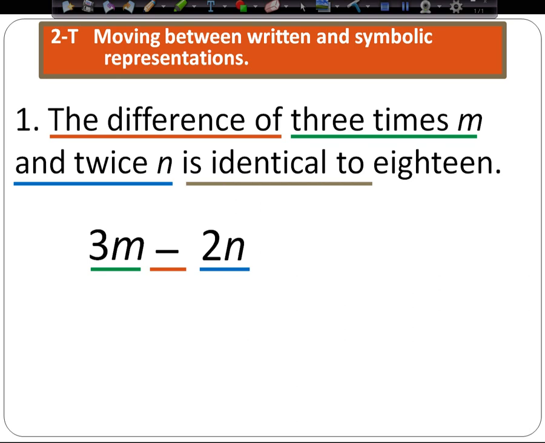Is identical to means I'm going to write my equal sign. Identical to means equals, and then 18. So my algebraic equation is 3m minus 2n equals 18. Take a minute again, make sure you have the problem and the answer both written before you move on.